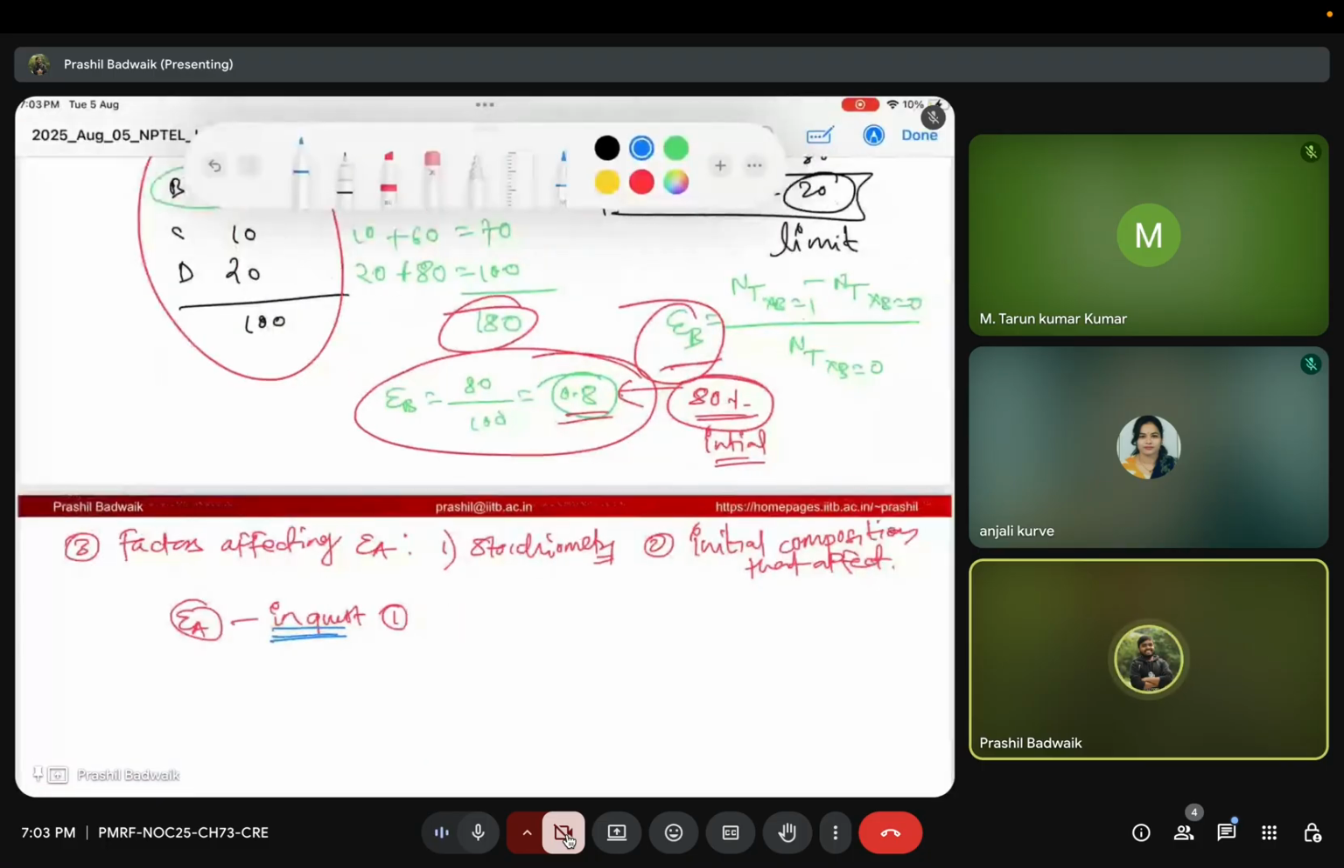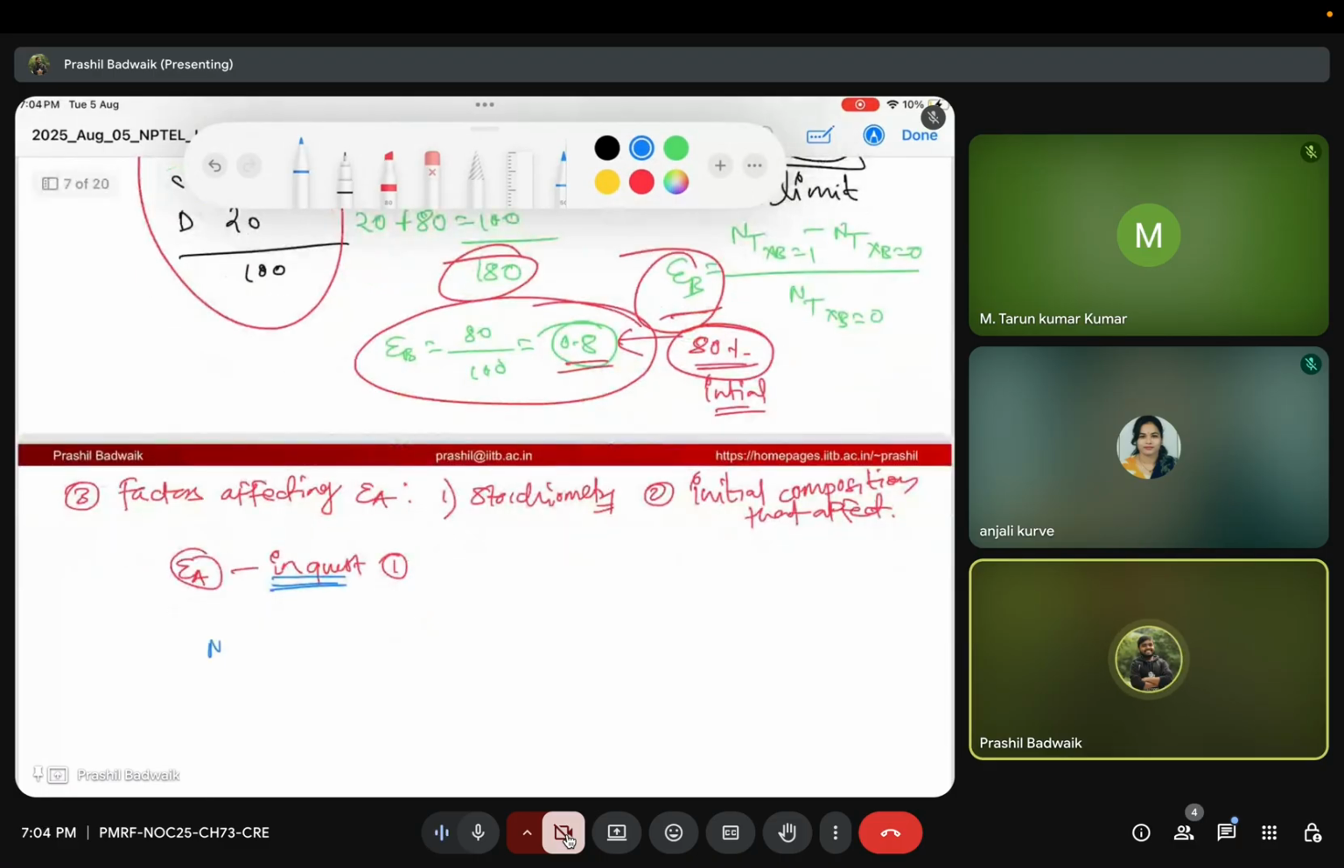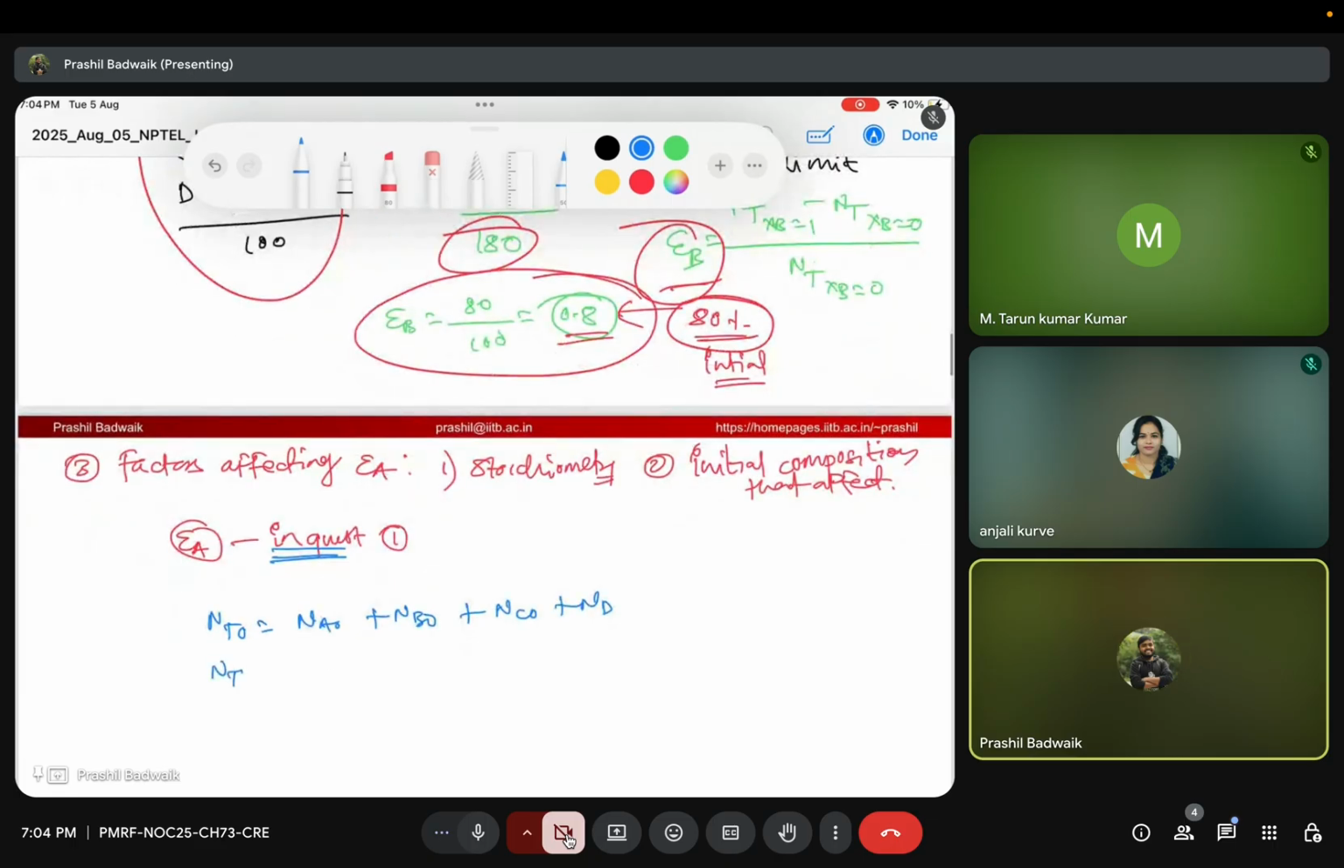So now we will be having just a small part. This you must have derived. So total number of moles at the start is nt naught, which is equal to na naught plus nb naught plus nc naught plus nd naught, and at the end it is nt, which is equal to na plus nb plus nc plus nd, right?